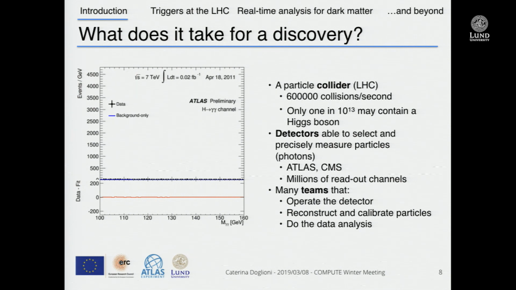She's great. Okay, so what do we need for a discovery? We need a particle collider. We need 600,000 collisions per second, because finding this particle in the bag of other particles is hard. There are a lot more other particles than Higgs particles. Only 1 in 10 to the 13 collisions may contain a Higgs boson.